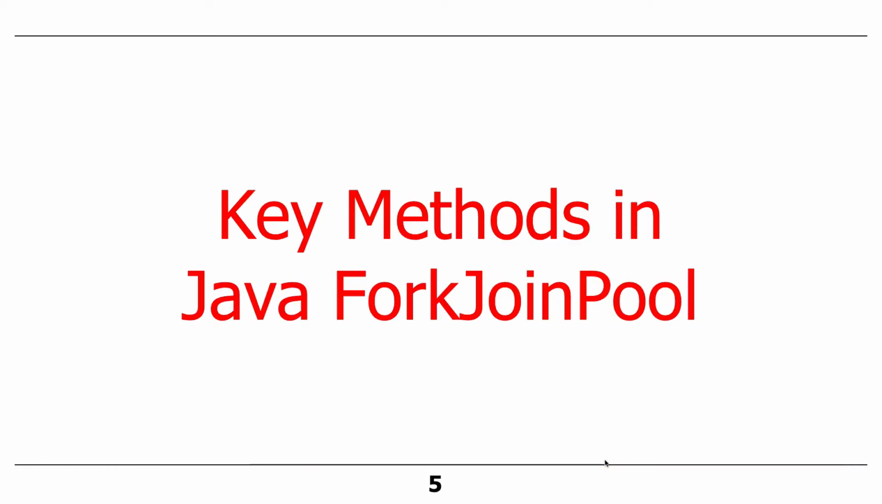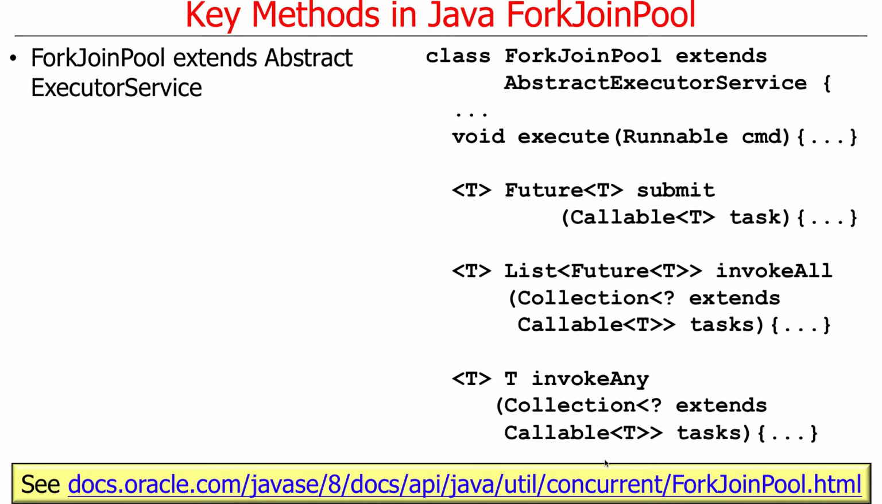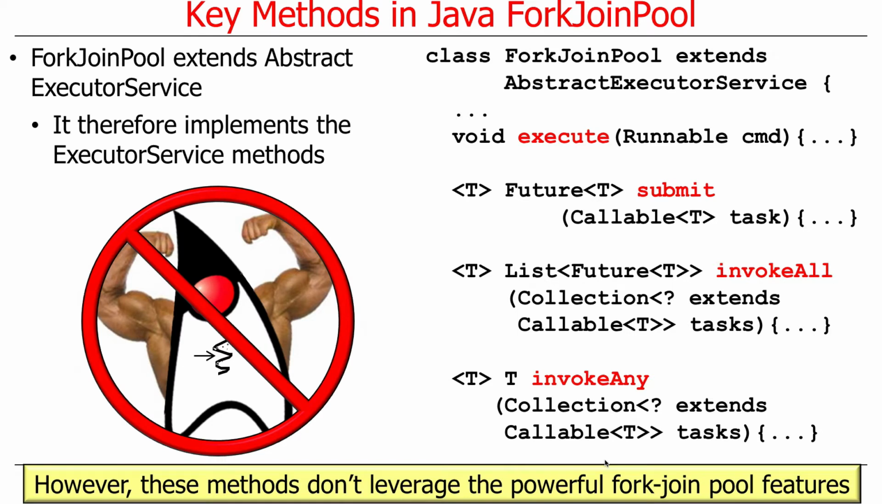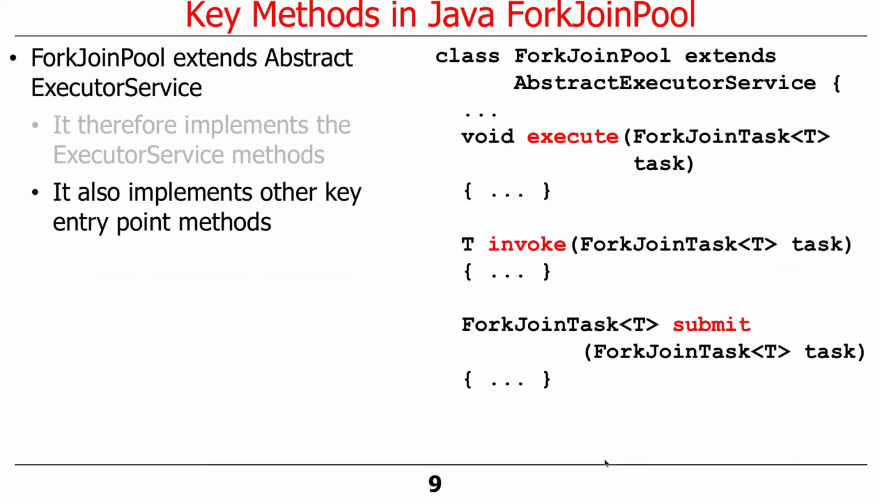So let's talk about some of the key methods in ForkJoinPool. As we said before, a ForkJoinPool extends the executor service. So as a result, it implements the common executor service methods like execute a runnable, submit a callable, invokeAll, invokeAny. You would very rarely use these methods because what's the point? You might as well use ThreadPoolExecutor instead of ForkJoinPool. And the reason why you wouldn't do this is they don't leverage all the cool features that you get with a ForkJoinPool. Therefore, we have a bunch of other methods.